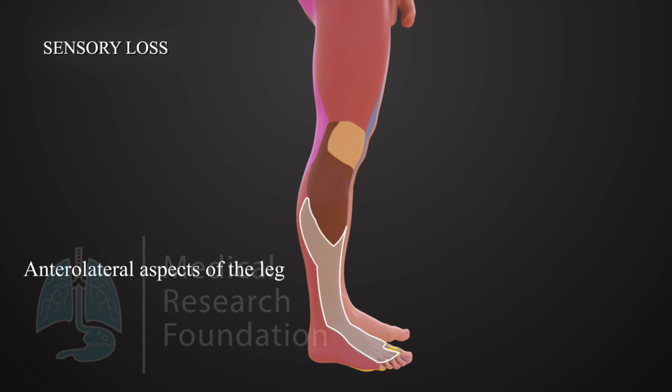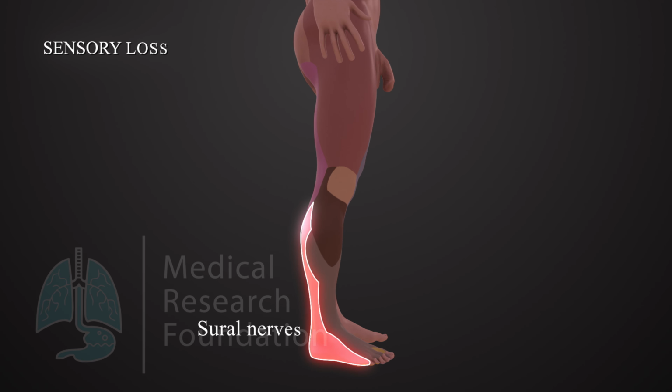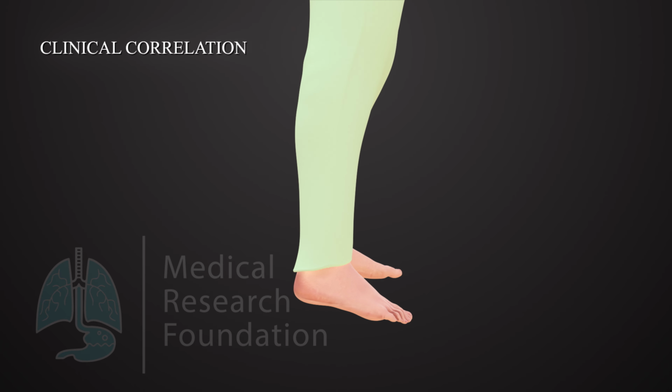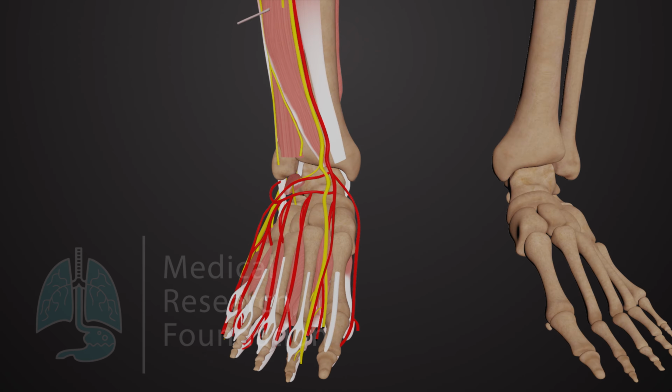Sensory loss. On the anterolateral aspect of the leg and whole of dorsum of foot, except the areas supplied by sural nerves. Clinical correlation. Due to paralysis of the dorsiflexors and evertors of the foot, the patient cannot stand on the heel.